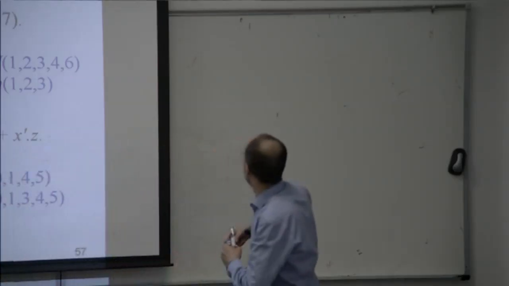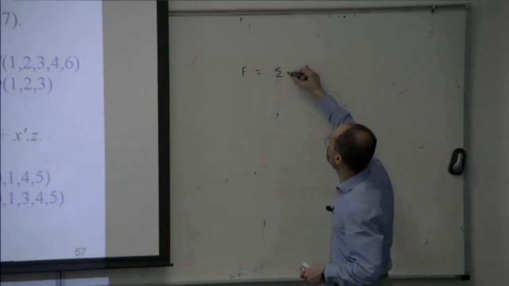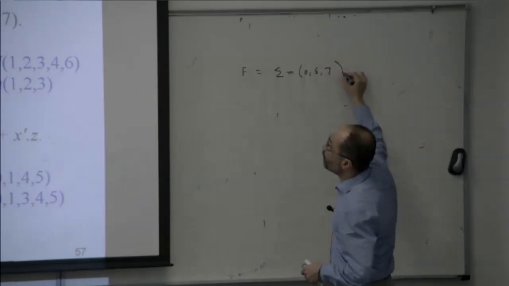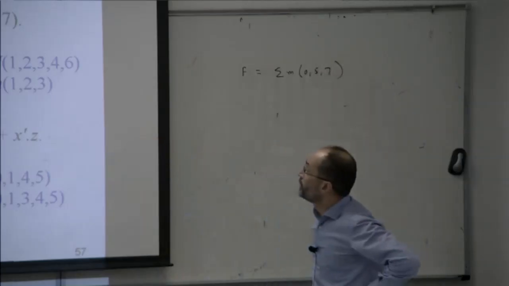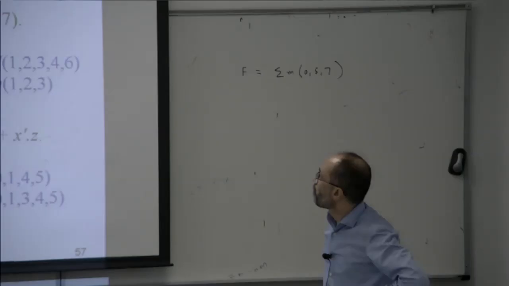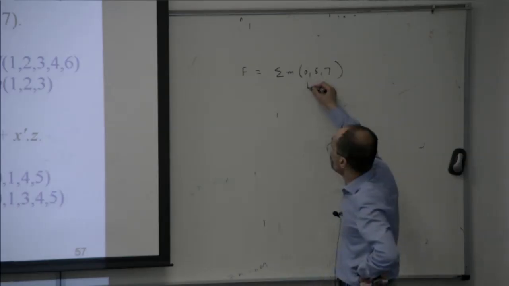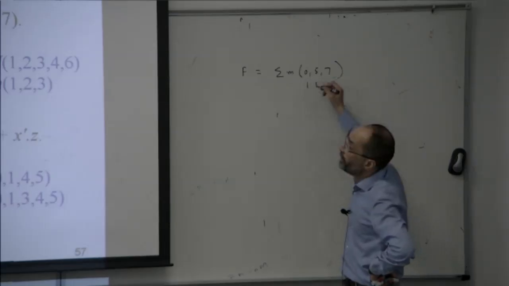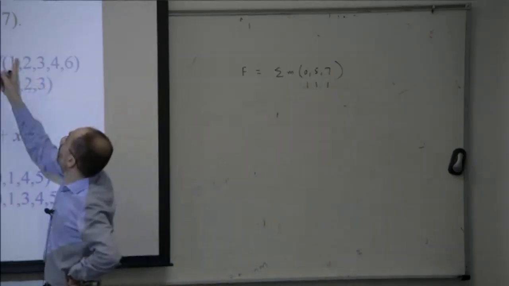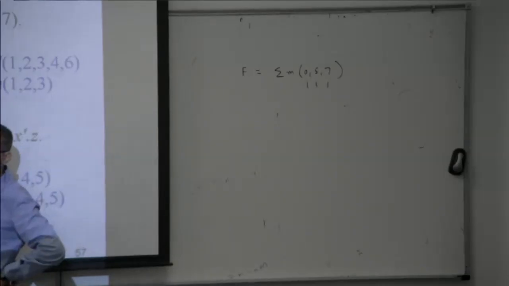Okay, now please look here. Given a function f, f is sigma m of 0, 5, 7. Which one of these is correct? Why B? Because for this we have 1, 1 and 1, and for the other combinations 0, 1, 2, 3, 4, 5, 6 and 7. So which option is better? B. So now we have converted.